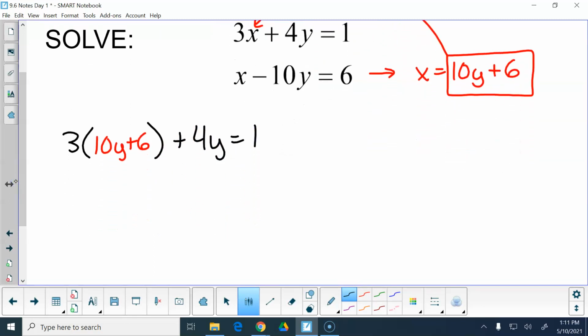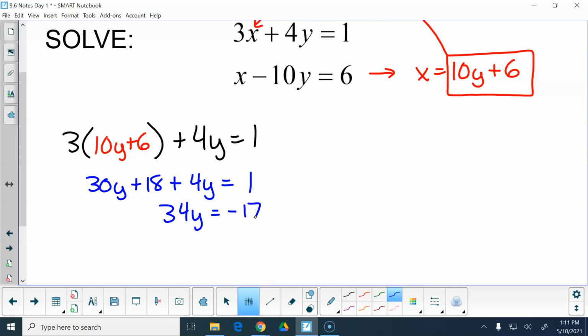So you got 30y plus 18 plus 4y equals 1. Yep, and then 34y equals negative 17. Yep, and then divide by 34, so y is negative 1/2. Yep, and then put that into x equals 10y plus 6 and solve for x.